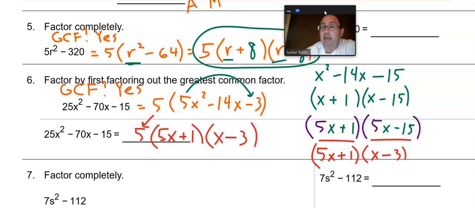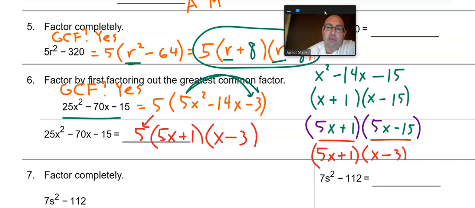Do we have a greatest common factor? Now, one of the things I want to say about that double magic trick thing, you cannot have a greatest common factor left inside in order to use that trick. You must pull out the common factor first. So that's why I wanted you to see this question. You pull out the common factor first, and then what's left can be used with the double magic trick.